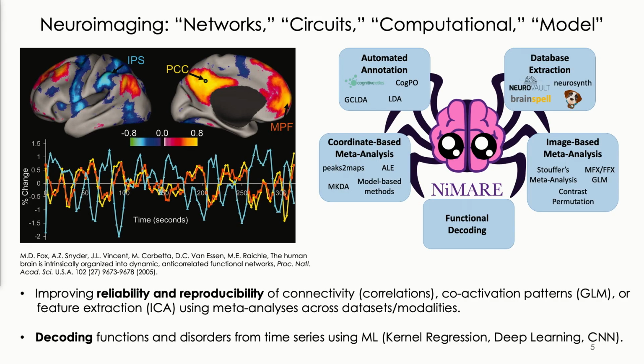The second context is using some methods for machine learning to decode functions and disorders from time series. And in this case, what's really happening is that people are identifying signatures, brain signatures, for this disorder versus that disorder, or for this function versus that function. And here, the advantage is that decoding actually can be done not just on time series, but on lots of different types of data. So you can use multimodal data and use structural information, functional information, all sorts of information together to provide these sorts of diagnostic tools.